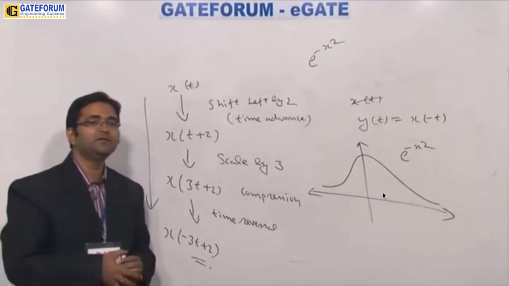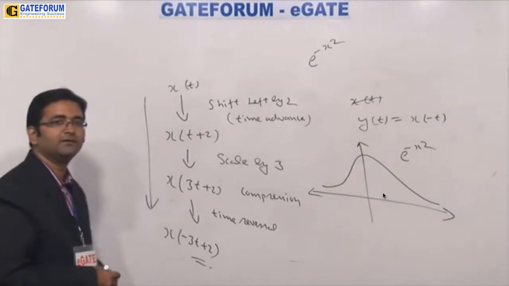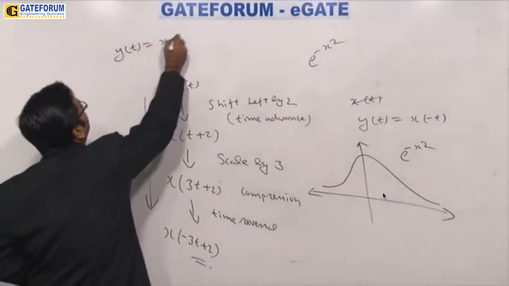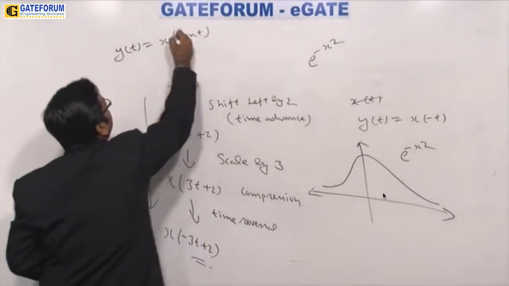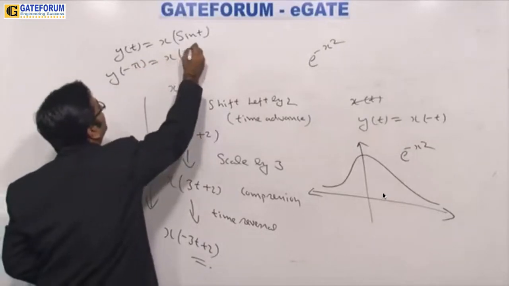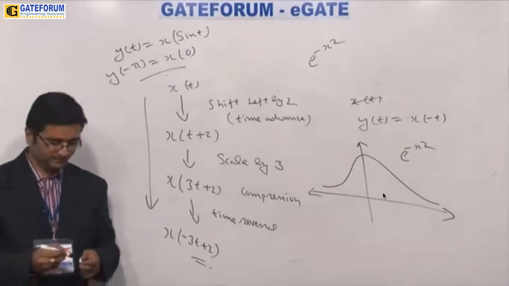Veena, we have taken this example, y(t) equal to x of sin t. Yes, it is a non-causal system. It is not causal. y(t) equals x of sin t. If I put y of minus pi, it depends on x of 0, and that makes the system a non-causal system. Okay.